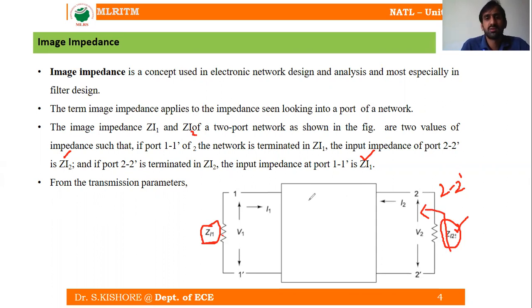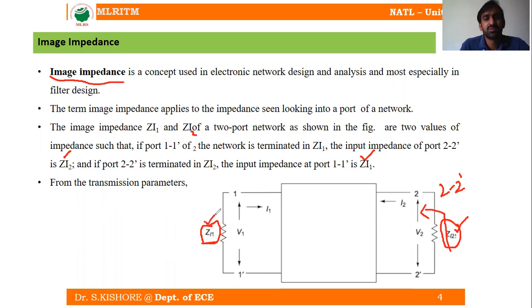In general, the concept of the image impedance can be applied to two-port networks, and also to multi-port networks, not only a single network. If we have more than two ports, we can also have this concept of the image impedance. But in our context, we are having only the two-port network, so we are analyzing with respect to the two-port network.